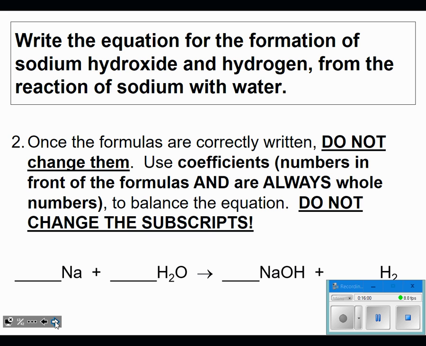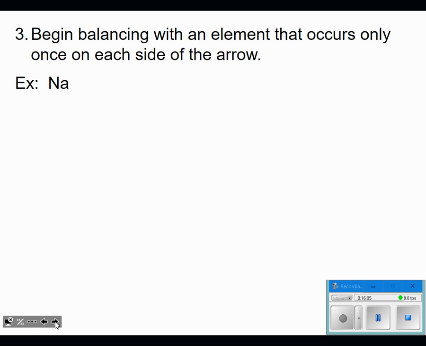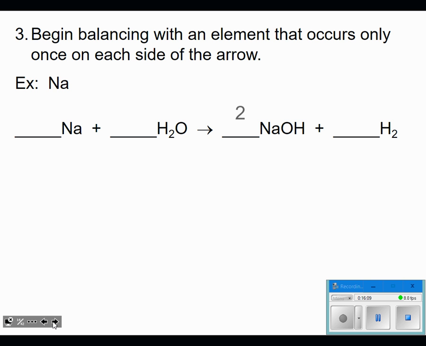So if I needed to make that an even number, the best way for me to do that would be to put a 2 right here in front of the NaOH. Okay, anytime I put a coefficient, I have to go back and recount. So if I do this, I now have 2 Nas. If I have 2 Nas, I'm going to have to put 2 over here.